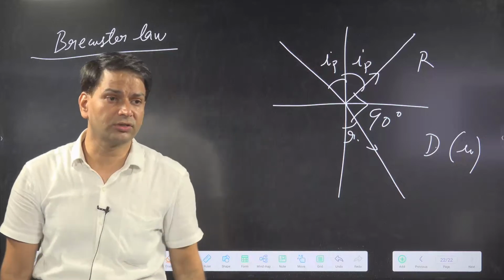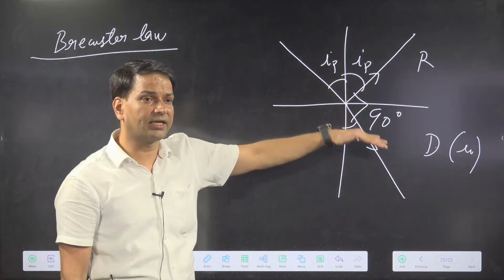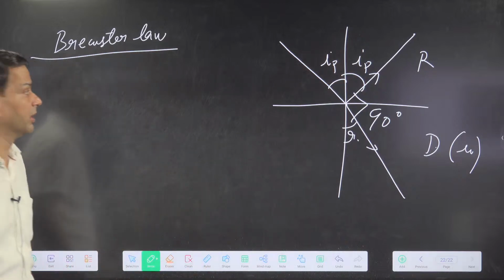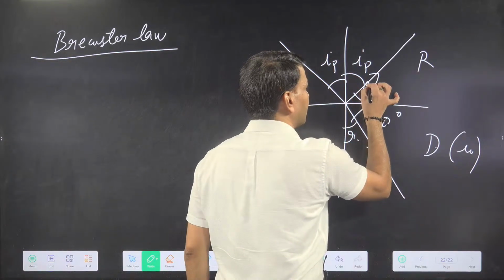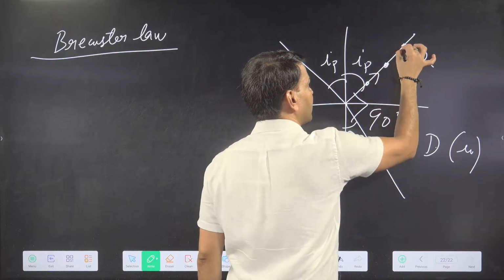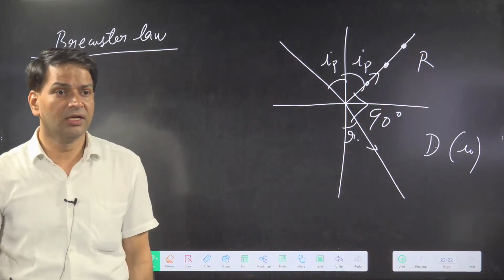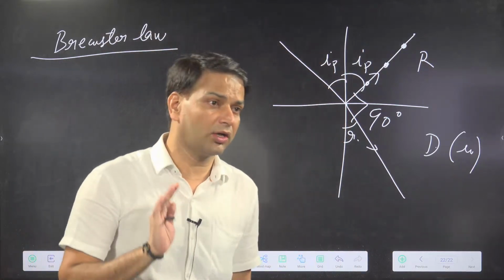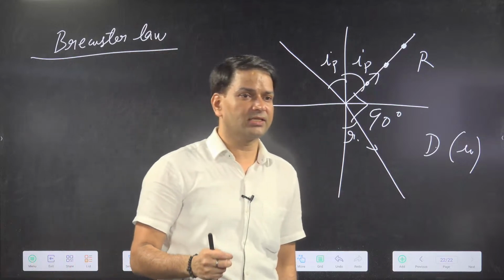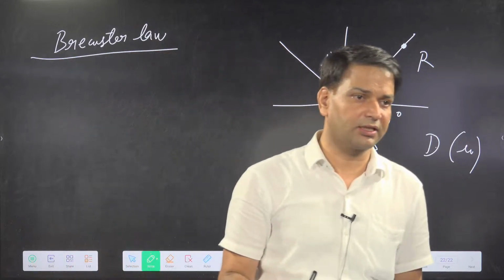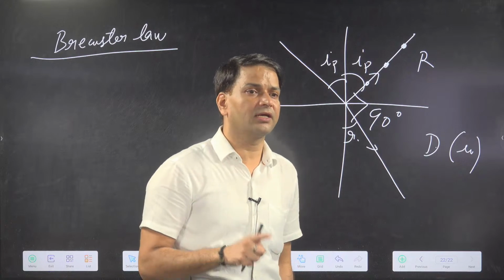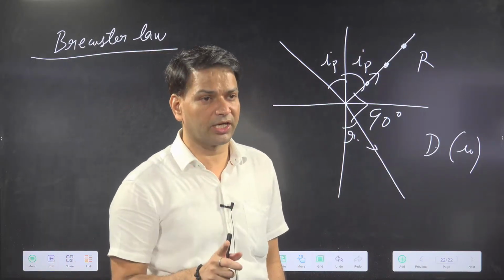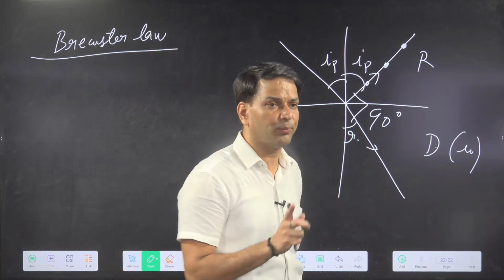then two or three things we have to remember. The reflected ray will be completely polarized. So what is the polarizing angle definition? One definition we can say: the angle of incidence on the interface of rarer and denser medium so that the reflected ray is completely polarized. That angle of incidence is called the polarizing angle.